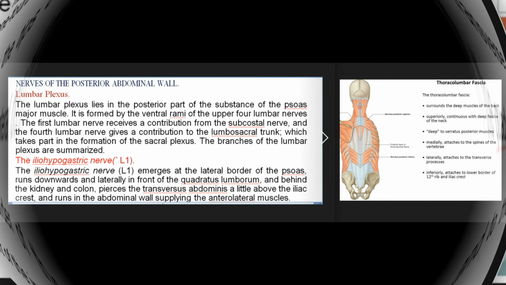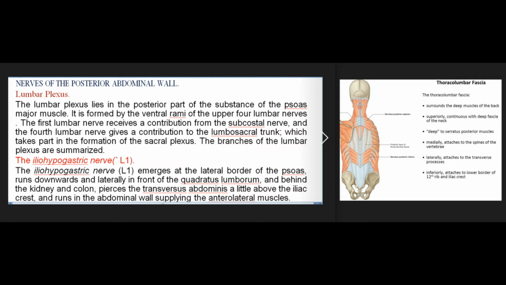Nerves of the posterior abdominal wall. Lumbar plexus. The lumbar plexus lies in the posterior part of the substance of the psoas major muscle. It is formed by the ventral rami of the upper four lumbar nerves. The first lumbar nerve receives a contribution from the subcostal nerve, and the fourth lumbar nerve gives a contribution to the lumbosacral trunk, which takes part in the formation of the sacral plexus. The branches of the lumbar plexus are summarized.